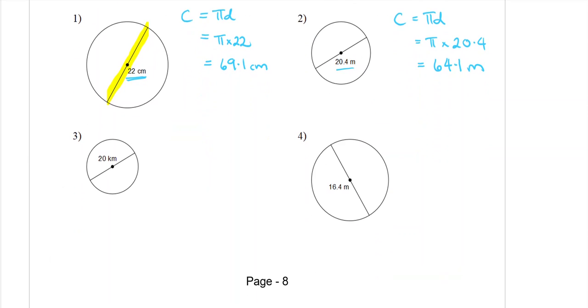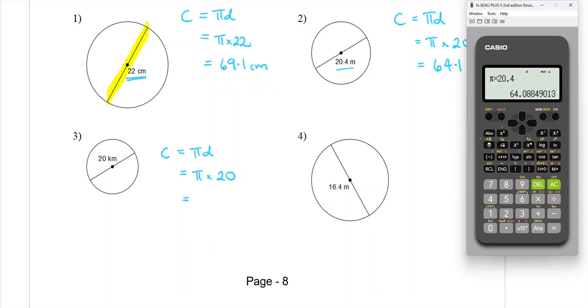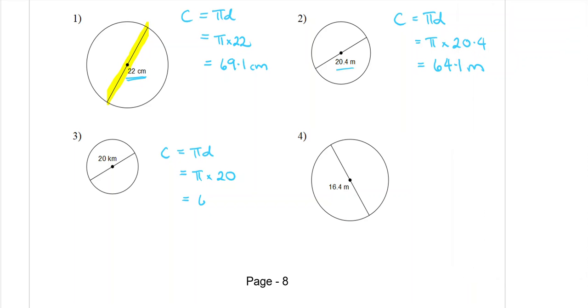Question 3, the 20 is a diameter, so C equals pi d. Second line, sub in that the diameter is 20, so pi times 20. Third line, we type in pi times 20, and we get 62.8 kilometers.